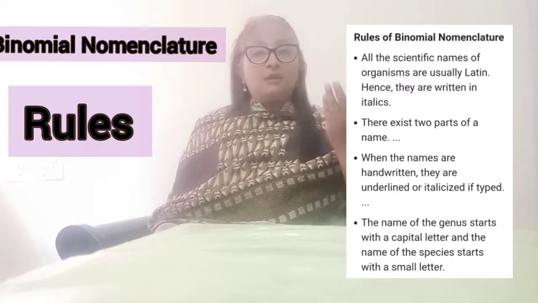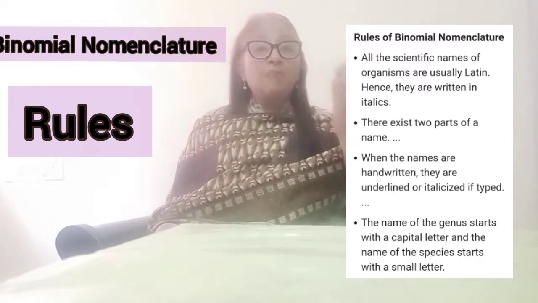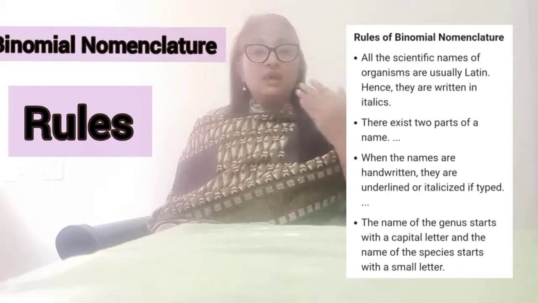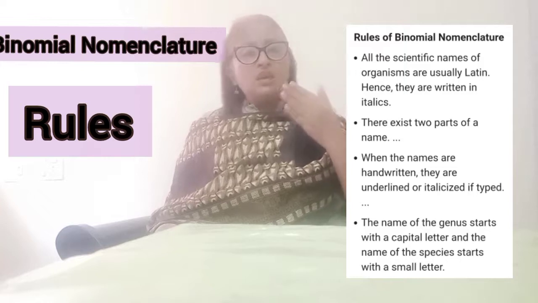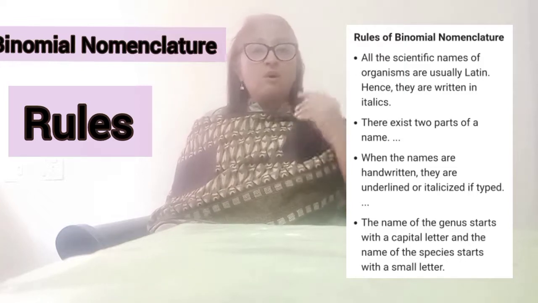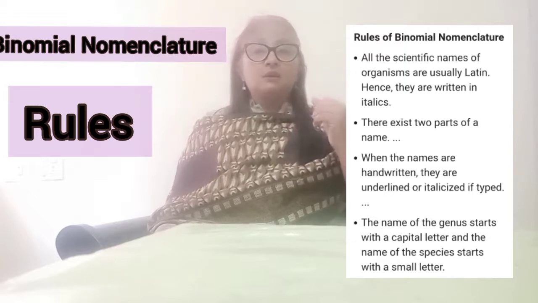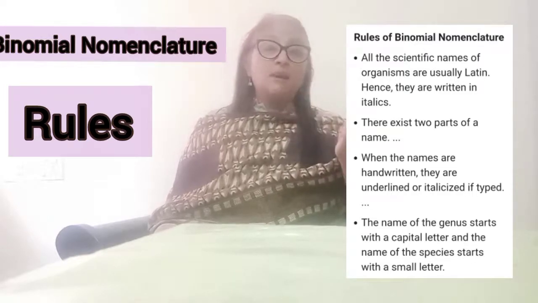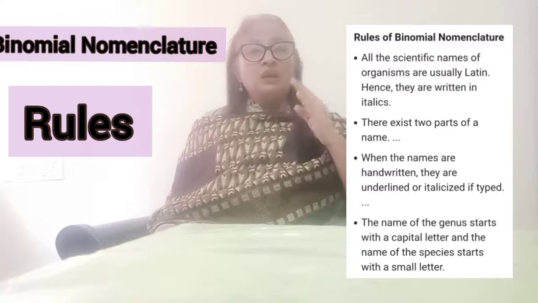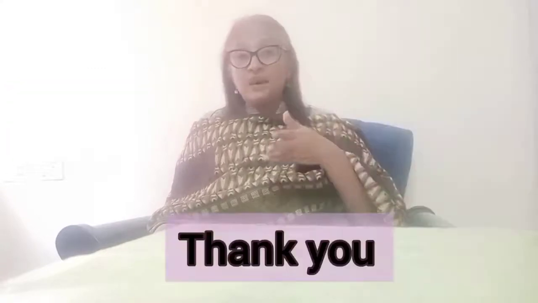For example, lion. Lion is known as Panthera leo. Then we have tiger, Panthera tigris. Then peacock, Pavo cristatus. Hibiscus is known as Hibiscus rosa-sinensis. Potato, Solanum tuberosum. Then the garden pea, that is known as Pisum sativum.